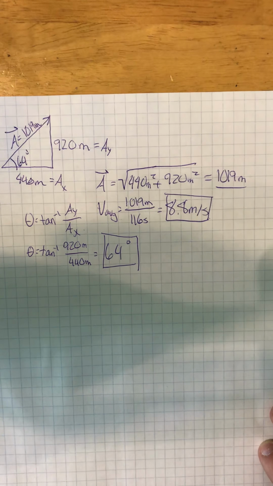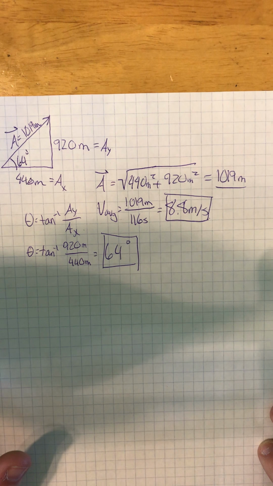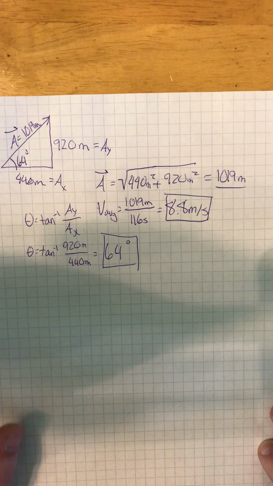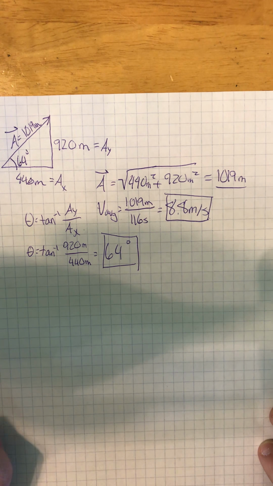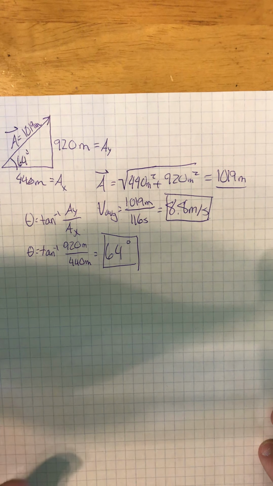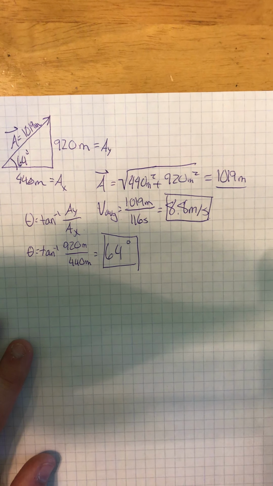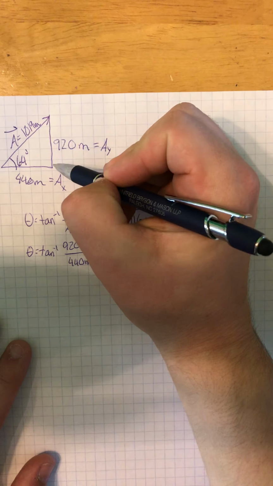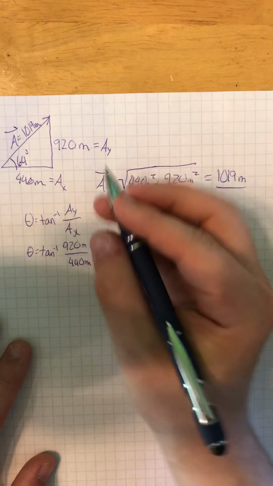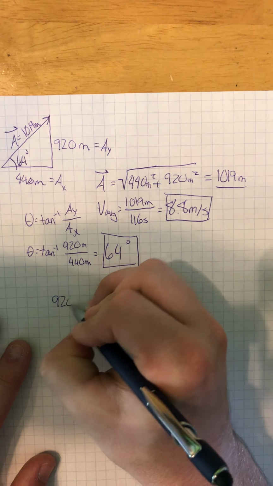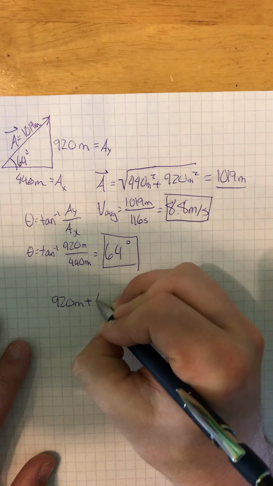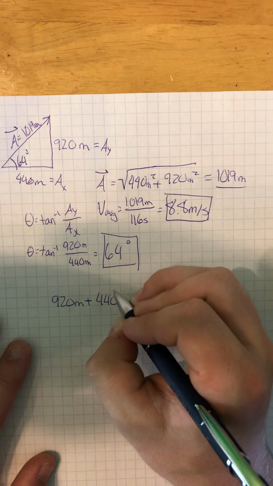Now part C says, what is the average speed during the trip? Average speed is different from average velocity. Average speed is the total distance traveled divided by the time. So the total distance traveled would be the south leg of the trip and the west leg of the trip. That would be 920 meters plus 440 meters.